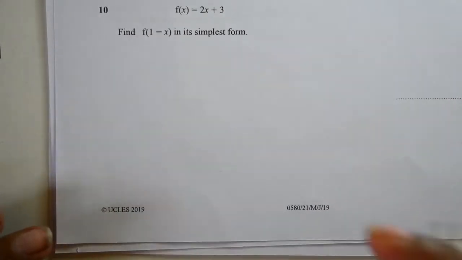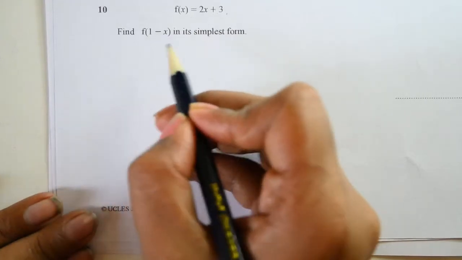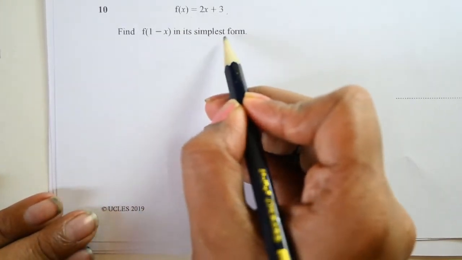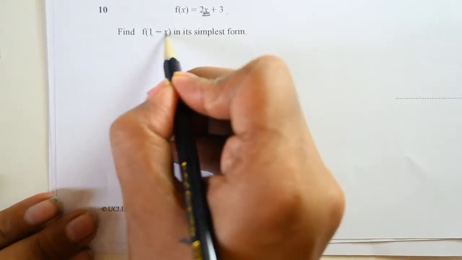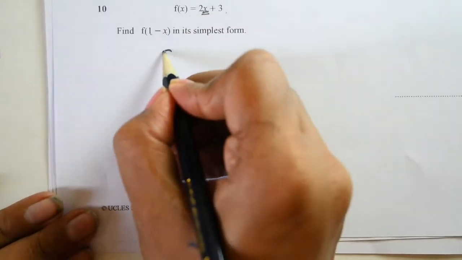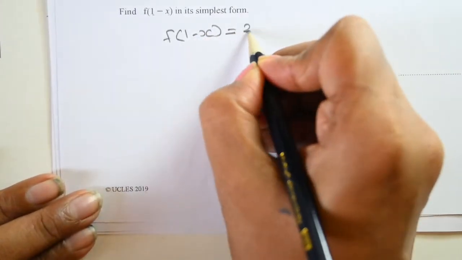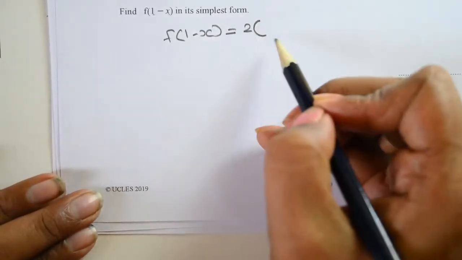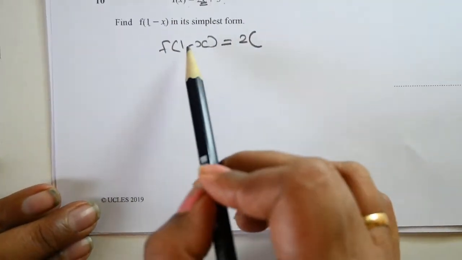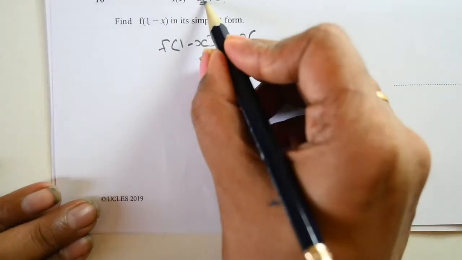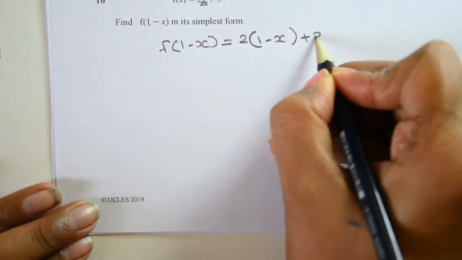Next question. f of x is equal to 2x plus 3. Find f of 1 minus x in its simplest form. It's very easy. Instead of this x, you have to substitute 1 minus x. That's it. So f of 1 minus x is equal to 2. You have to use bracket. You know why? Because it's more than one term, right? If it is more than one term, you have to use the bracket. So instead of this x, substitute 1 minus x, plus 3.